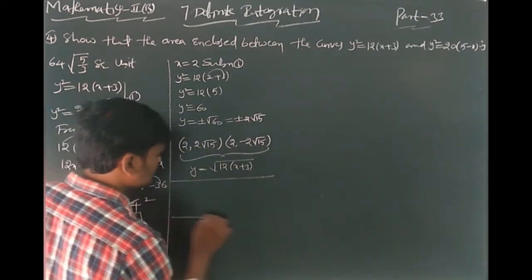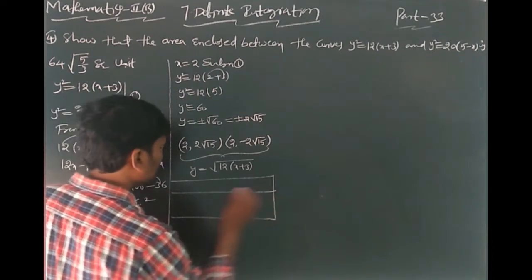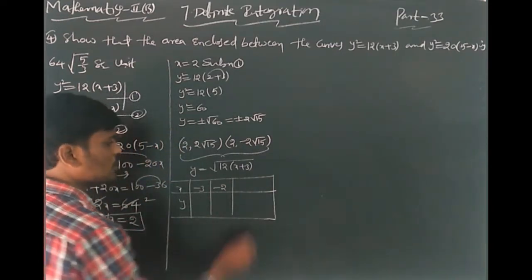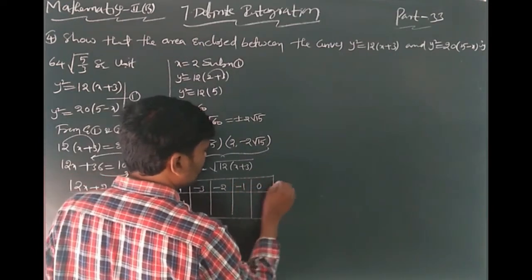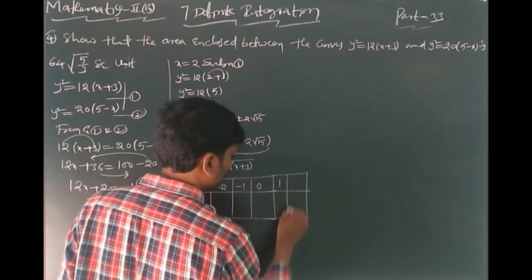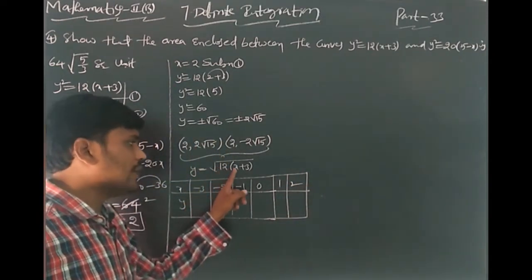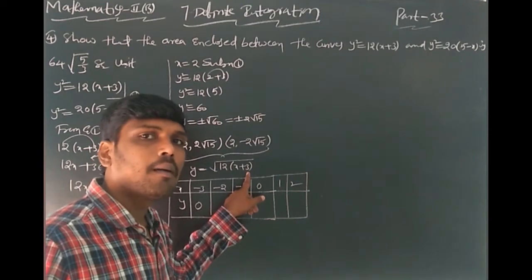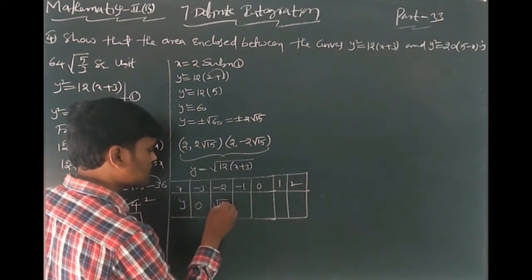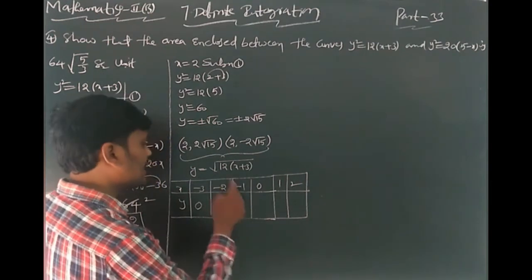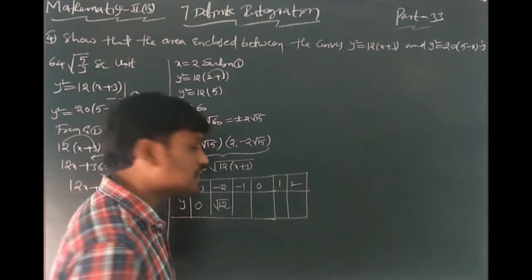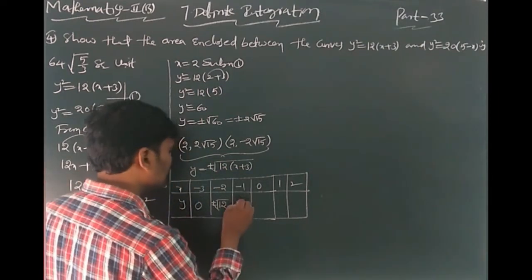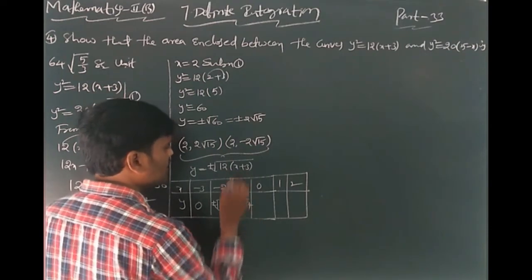We have to take a table. In this table, we take the values minus 3, minus 2, minus 1, 0, 1 and 2. For minus 3, minus 3 plus 3 is 0, so the y value is 0. For minus 2, minus 2 plus 3 is 1, so square root of 12. For minus 1, minus 1 plus 3 is 2, so square root of 24.